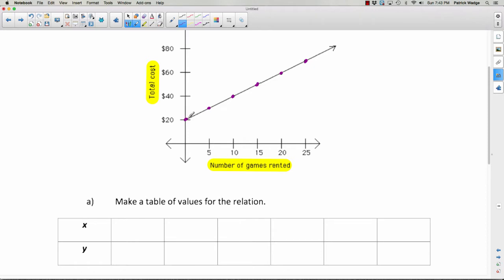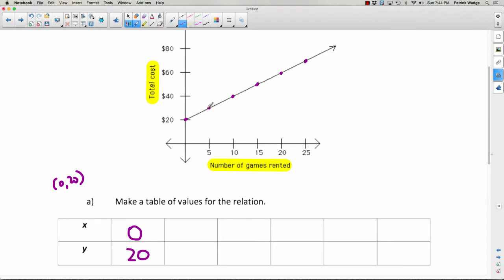So if you name this ordered pair right here, what point is that? Well, you start here. You don't move anywhere in the x direction. So x is 0. And then your y value is 20. Of course, we could also do it as an ordered pair, 0, 20. But they want us to do a table of values, so I'm going to do it this way.